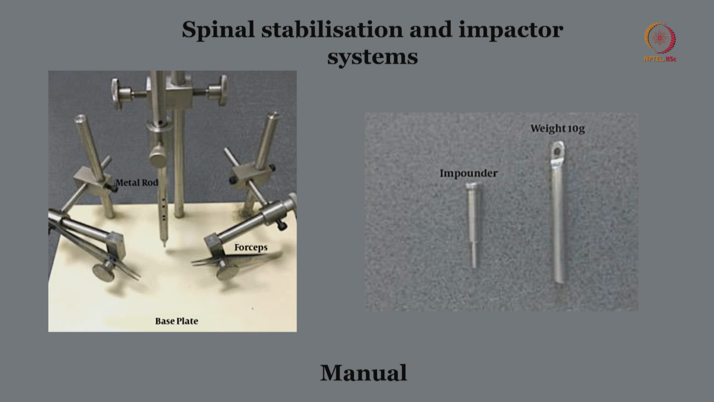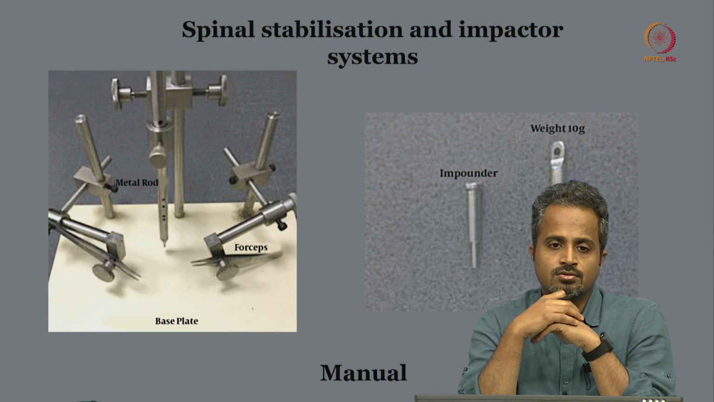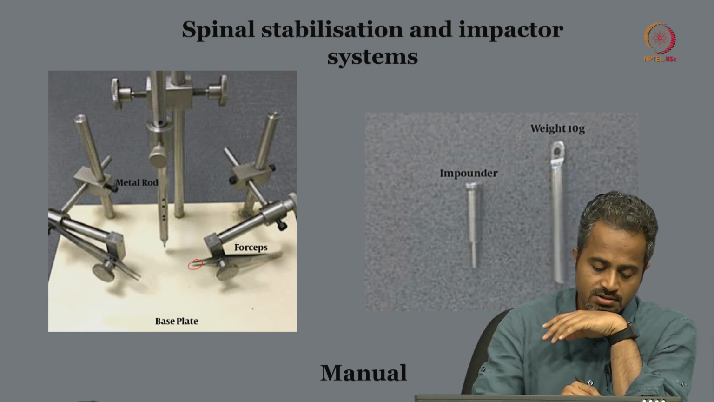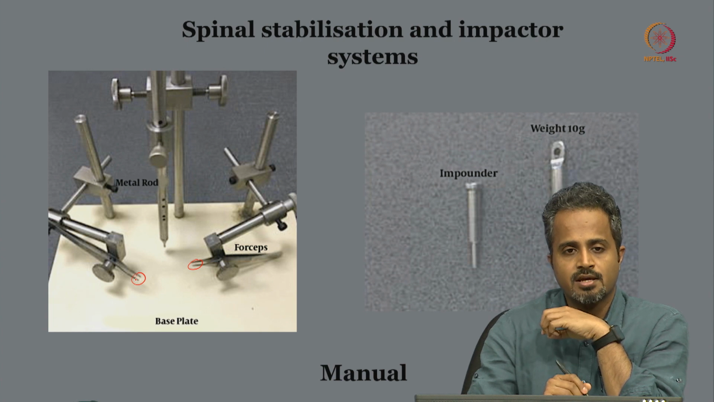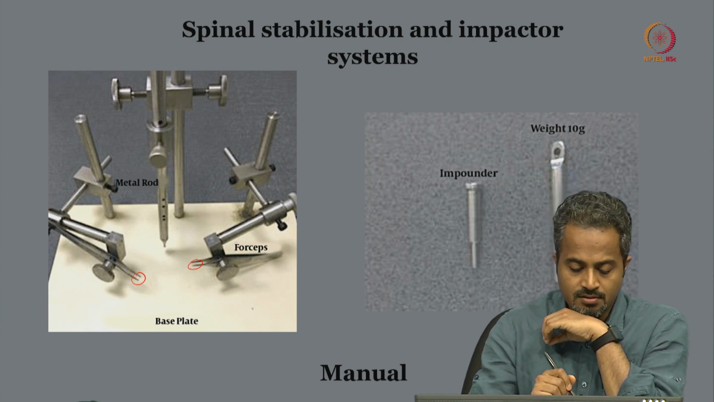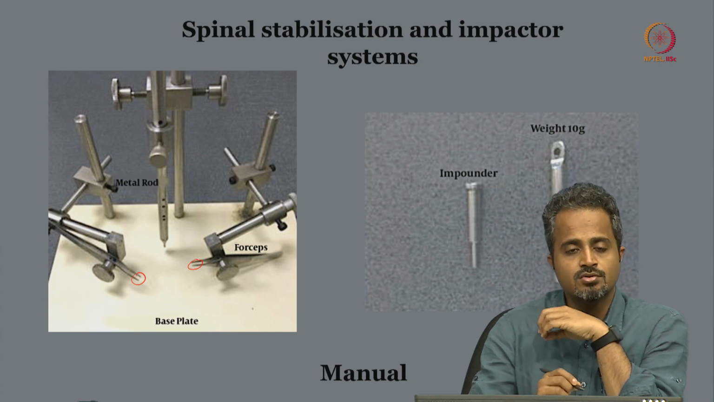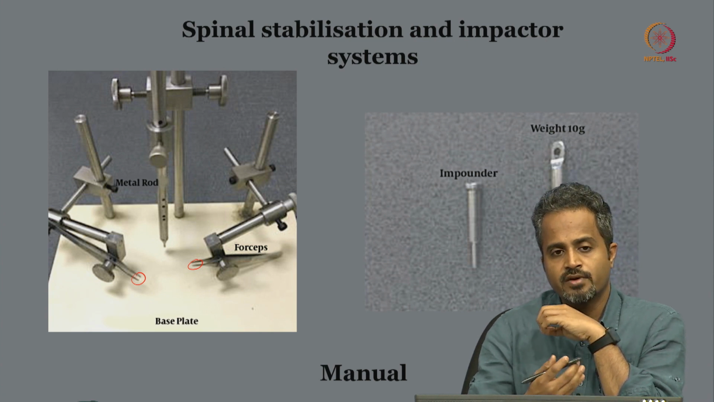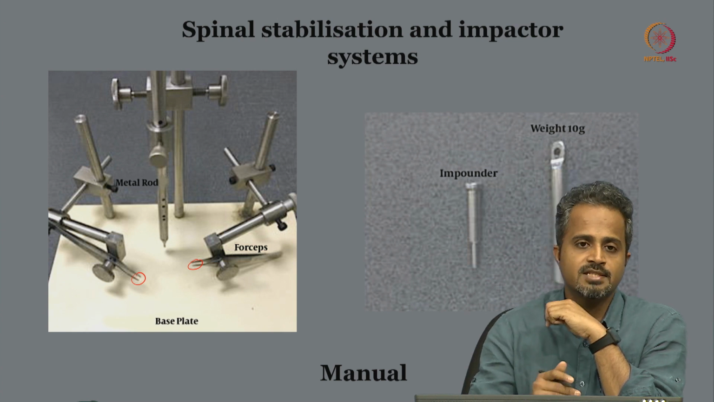So this is what I was talking to you all about. When you are trying to use the impactor or impounder, then it is better to have a very good stabilization system. So this is another manual impounder or impactor, where you can use the metal rod to create a spinal cord injury. These forceps are used to grasp the spinous process again, above and below. So this is another spinal stabilization system commonly used, and the other one which I showed, where the transverse process is grasped, is an improvisation from this basic system.